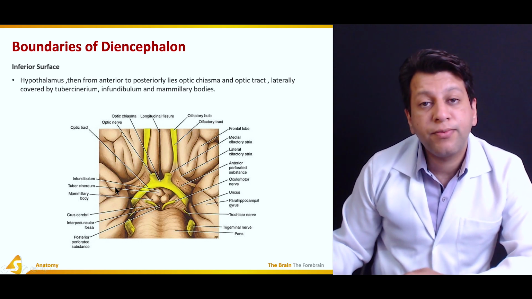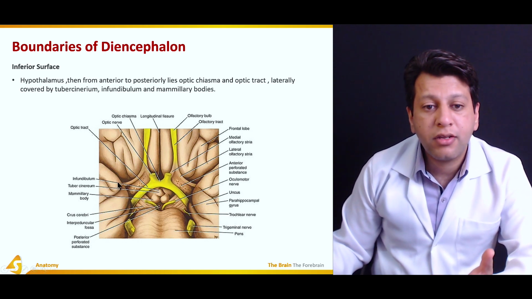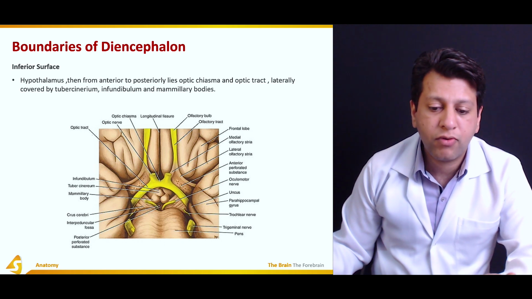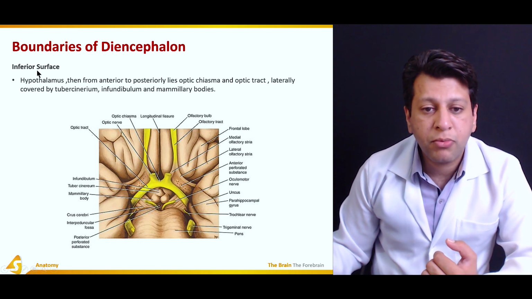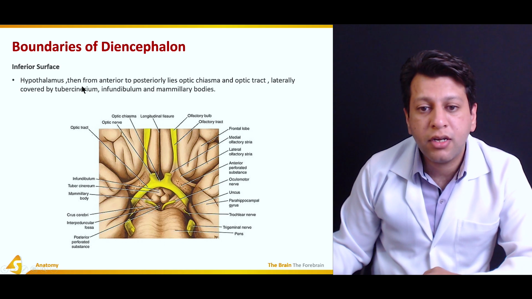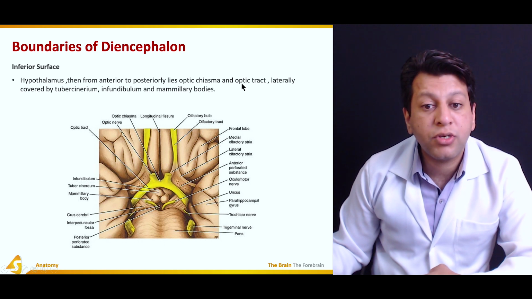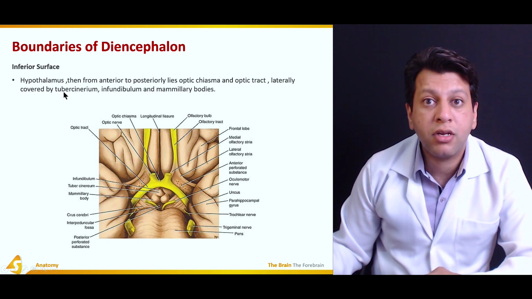So what are the structures which are formed by the inferior surface? When we view this diencephalon inferiorly, we see hypothalamus, then from anterior to posterior lies the optic chiasma, and then optic tract, laterally covered by tuber cinereum, infundibulum, and medullary bodies.